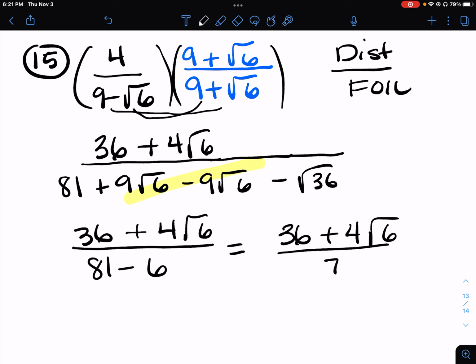On bottom, 81 minus 6 is 35. 75. I don't know why I said 35. 81 minus 6 is 75. Okay, number 16, graph.